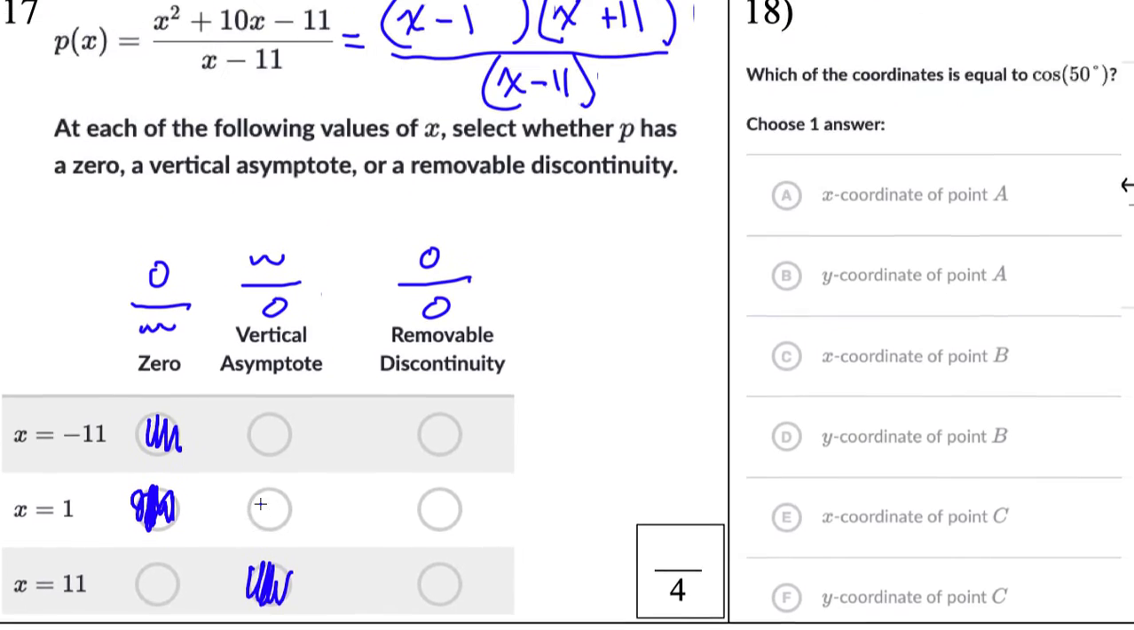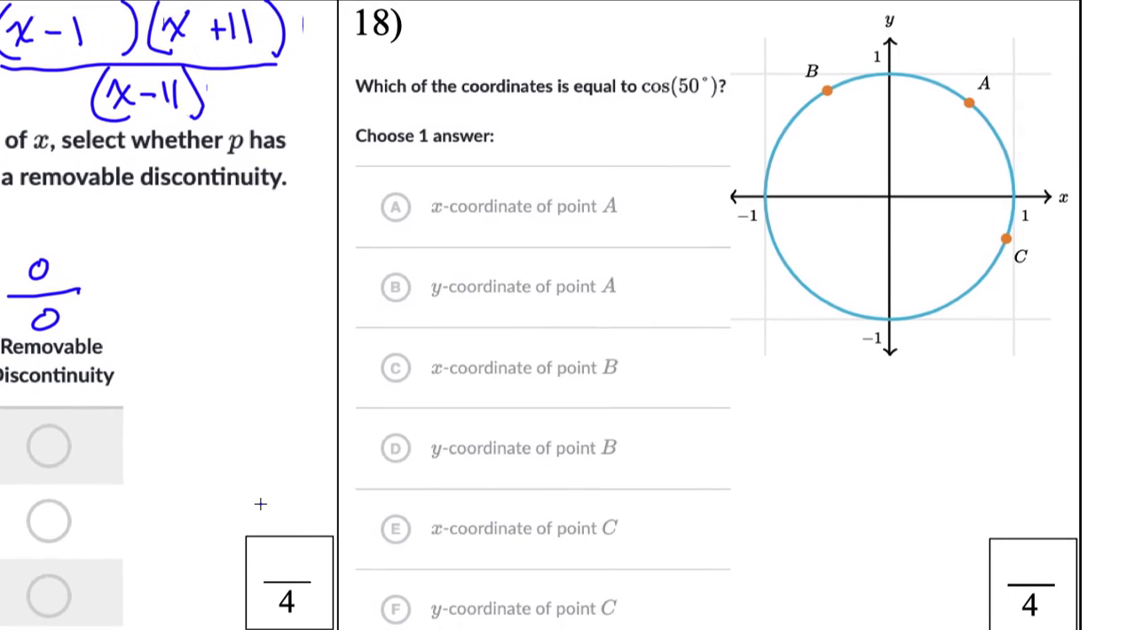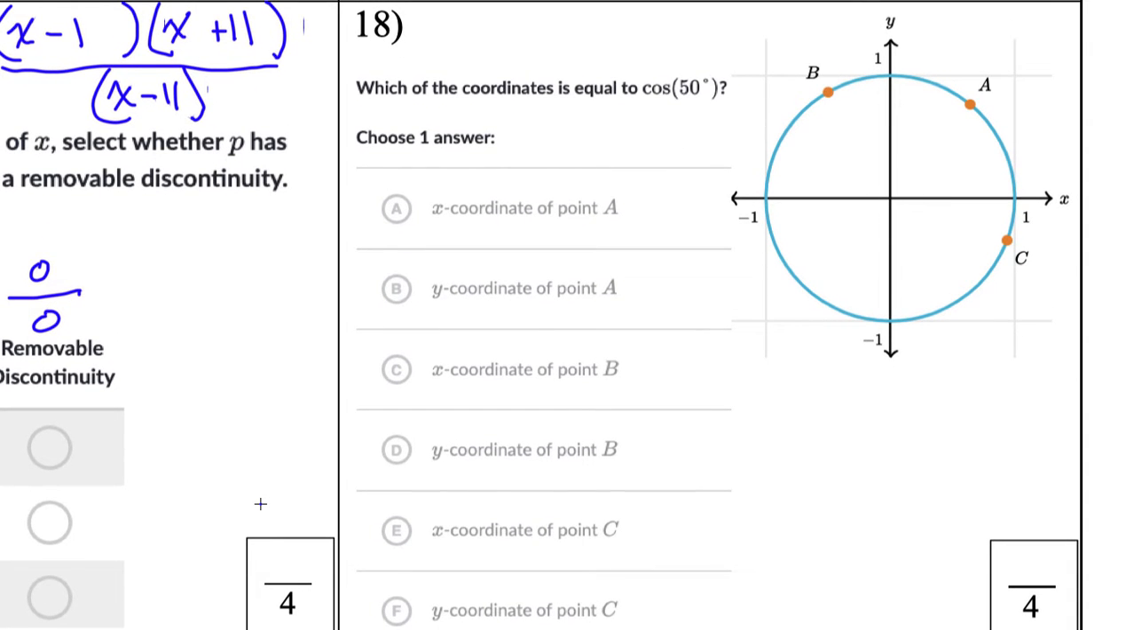All right, moving on to the next question, number 18. I need to find the coordinates equal to the cosine of 50. So 50 degrees is right there, so it's obviously A. This would have been something around 120 or 130, and down here would have been something closer to 330. So it's A, but is it cosine? Is that the x or the y coordinate? X. It is the x coordinate. So the x coordinate of A is the correct answer. Correct answer is A. Moving on to number 19.